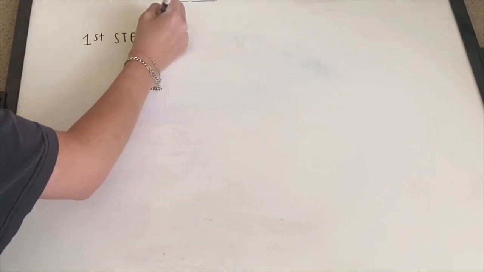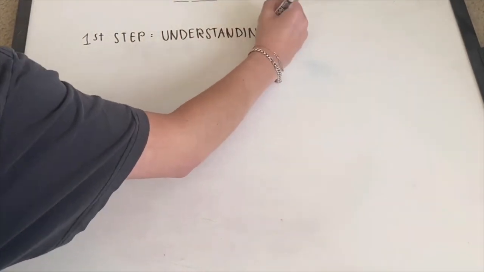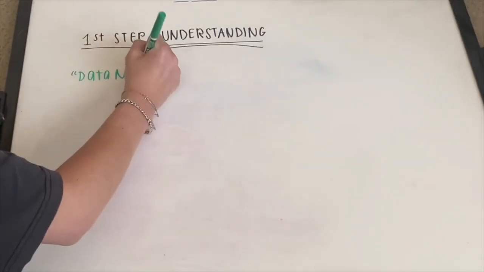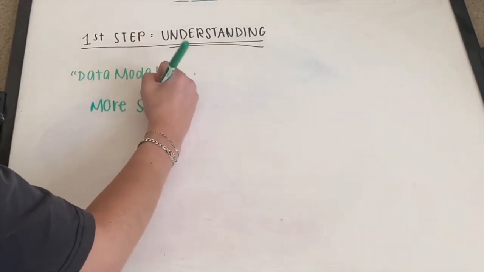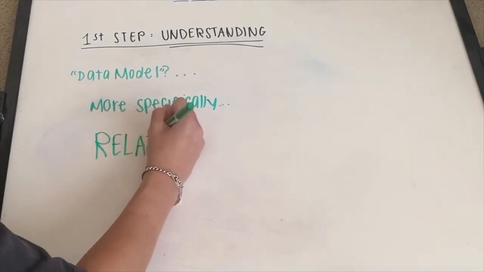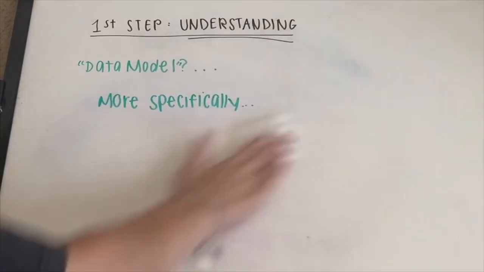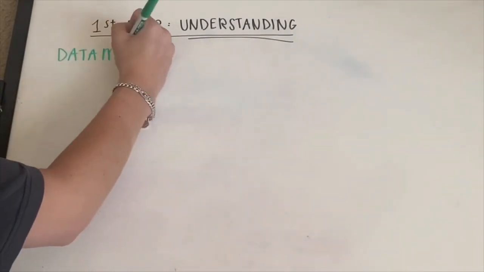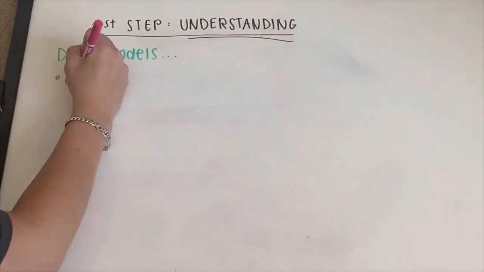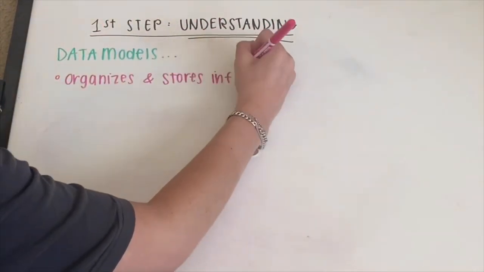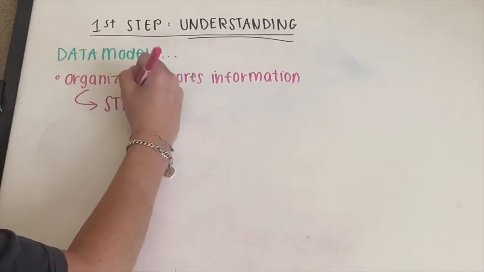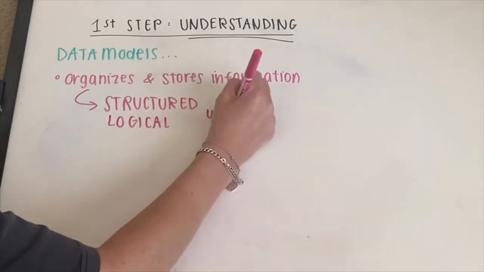Relational data models are very important and can be seen all throughout everyday life. So let's first get a base understanding of what they are. We're going to start with the question, what exactly is a data model? Or more specifically, what is a relational data model? Data models organize and store information in a structured and logical way that is easy to navigate. Many organizations and businesses use them as they are structured around how the data actually occurs in real life.